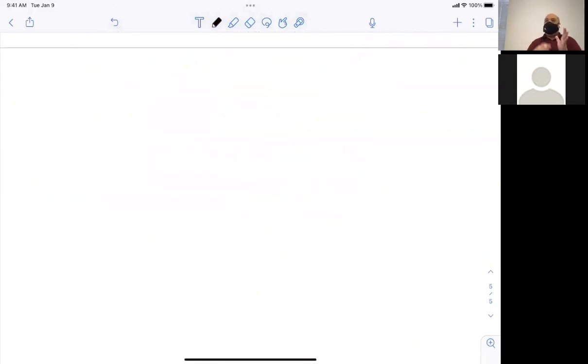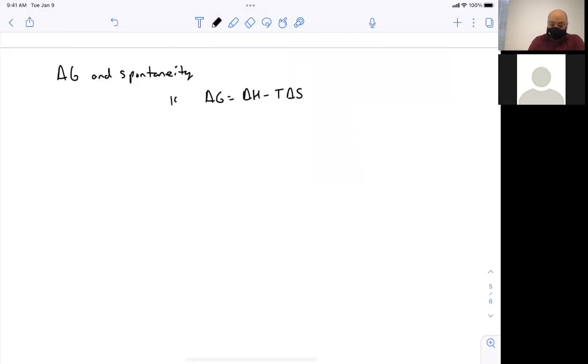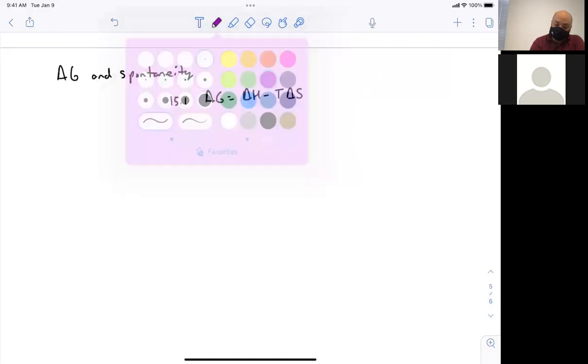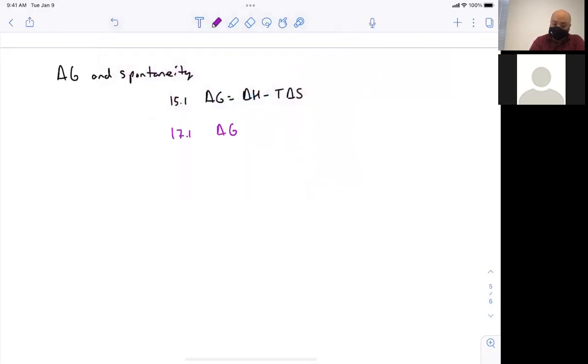So last major idea for higher level here. The idea has to do with delta G and spontaneity. We talked about this last week in topic 15 about Gibbs free energy and spontaneity using the equation delta G is equal to delta H minus T delta S. But the IB has found kind of a thread of Gibbs free energy and spontaneity throughout several topics. So one in topic 15, here in topic 17, and then also in topic 19. But in topic 19, or 17, it becomes this equation.